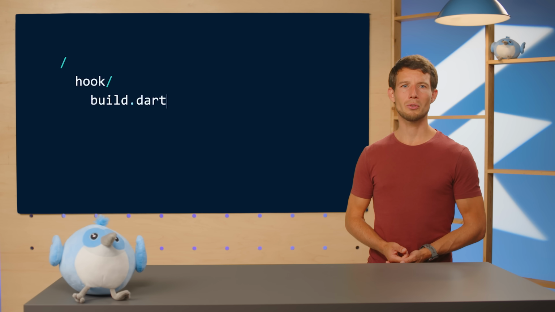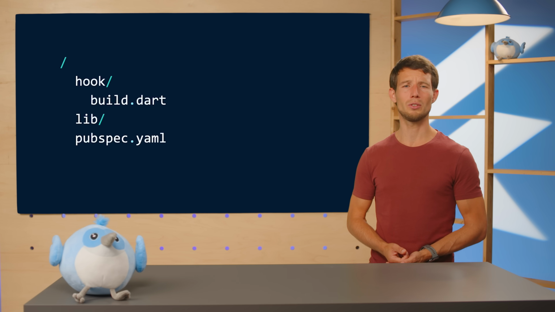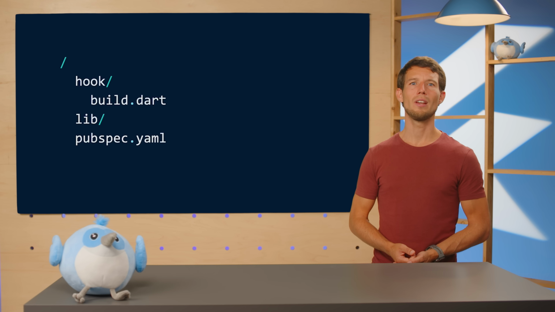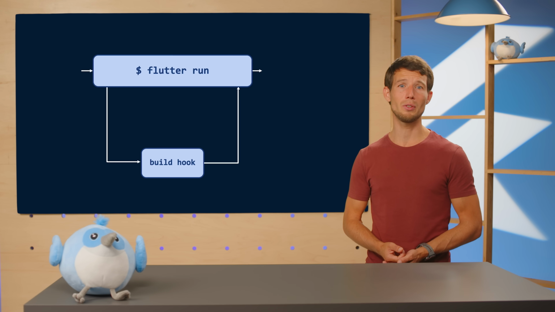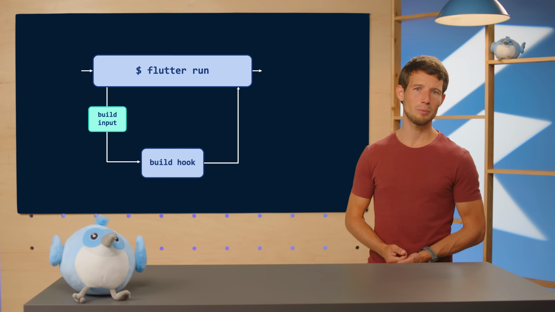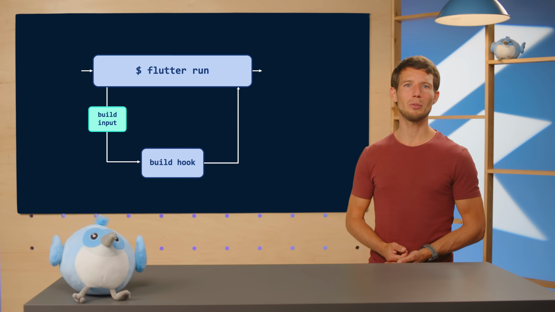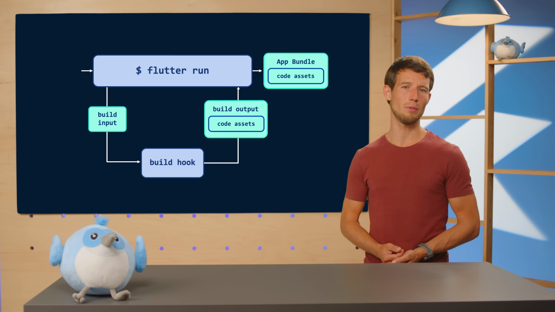Build hooks are a Dart script which lives at hook/build.dart and which Flutter calls during compilation. Build hooks run in parallel to the rest of your compilation and receive a few necessary inputs like relevant directories and the target platform. In the end, the build hook produces code assets which Flutter includes in the app bundle for use at runtime by your app.